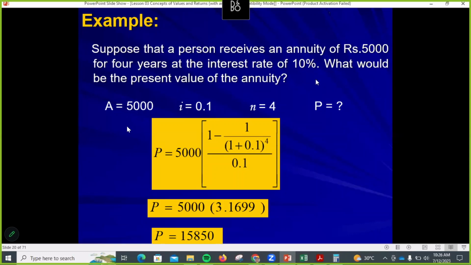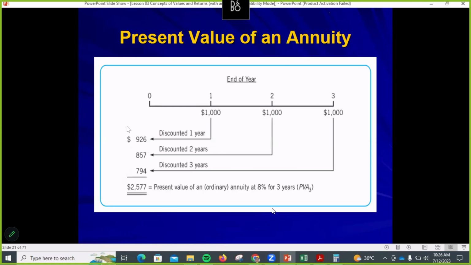So this is called present value annuity. The graphical presentation is given here. You can see that the 1,000 rupees value is discounted here to 926. In the second year it is discounted to 857. The third is discounted more. And every year is coming like that.